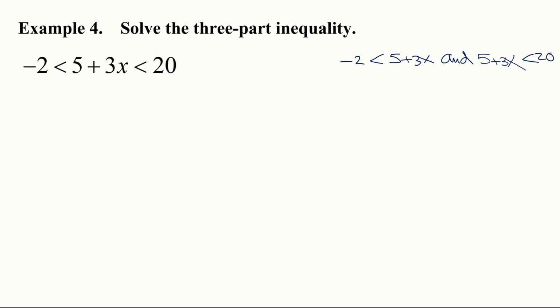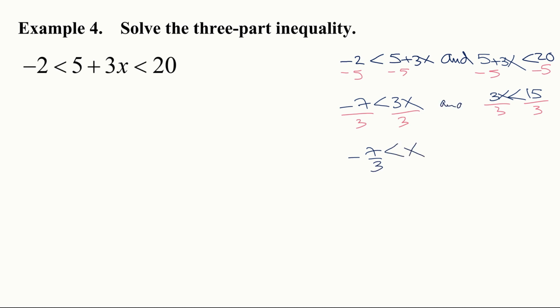So we're going to subtract 5 from both sides. Notice you have to do the same thing for this inequality. So you end up with -7 less than 3x for this one, and 3x less than 15 for this one. So here you would divide both sides by 3. Notice you would have to do the same thing here. So you end up with -7/3 less than x.